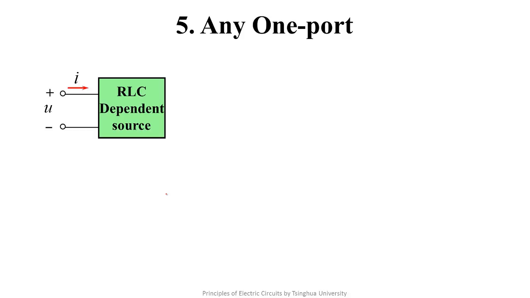Next, we comprehensively consider the one port containing RLC and dependent sources. In this case, we might as well assume that the initial phase angle of u(t) is 0 and it lags i(t) by angle phi. It's noted that phi can be greater than 0, less than 0, or equal to 0.